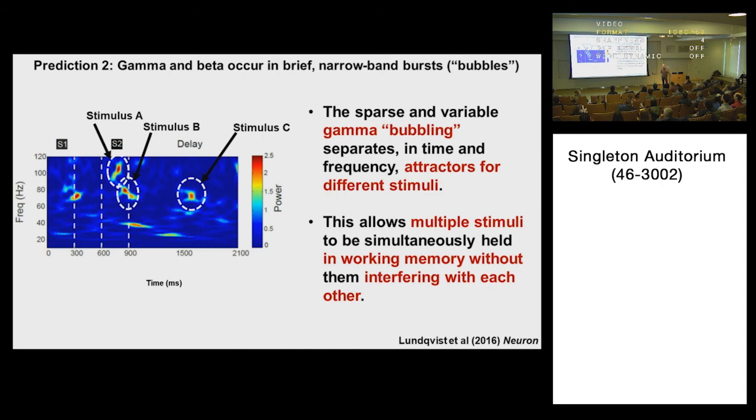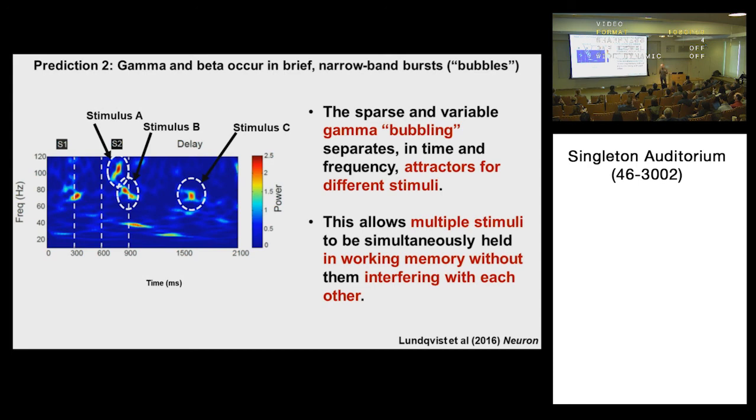Now, the model explains this by the fact that these gamma bubbles, what we call gamma and beta brief events, these bubbles separate in time and frequency attractors for the different stimuli. The idea here is that the gamma bursts are associated with stimulus information in working memory, each of these gamma bursts is a different ensemble being activated for the different stimuli the animal is holding in working memory. And this allows you to hold multiple items in working memory without the activation of their ensembles smushing together due to simultaneous activation and distorting them. The time and frequency separates out the activation ensemble so they don't interfere with one another.